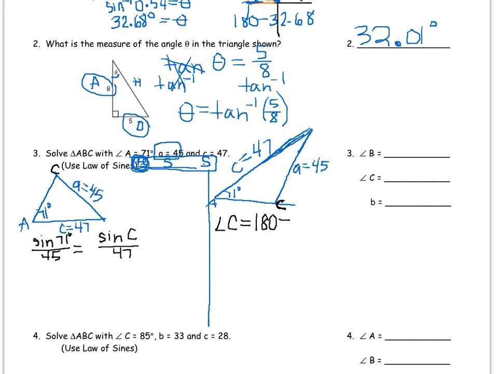So if I actually do the work here and I cross multiply, I would have 47 times the sine of 71 degrees equals 45 times the sine of C. We're going to divide both sides by 45.